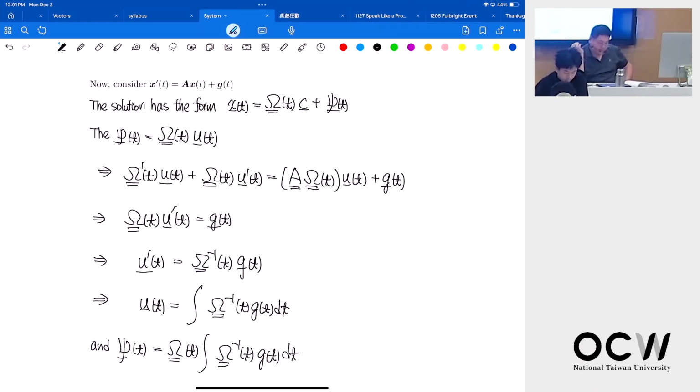Okay. And then we will do one example. On Wednesday, we will talk about 3 methods to find the exponential matrix. Okay, so now let's see this example.